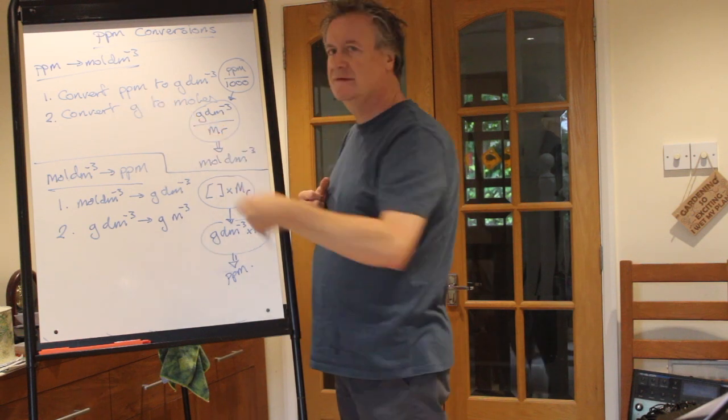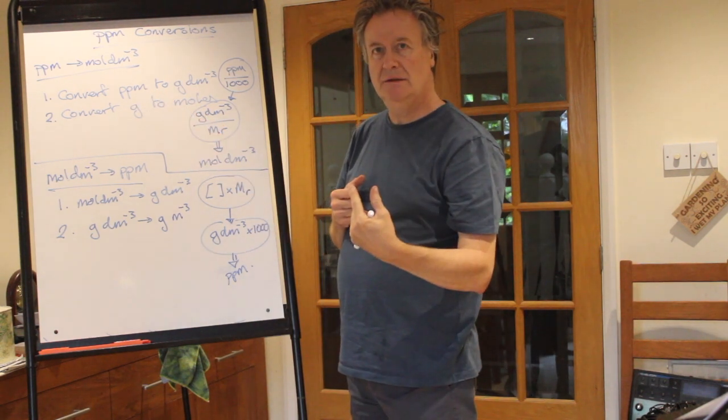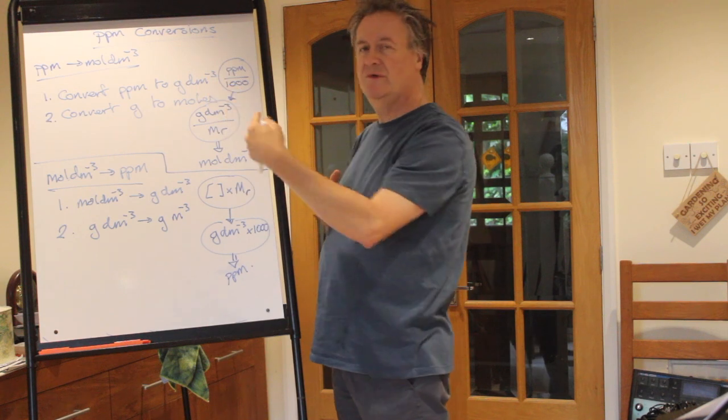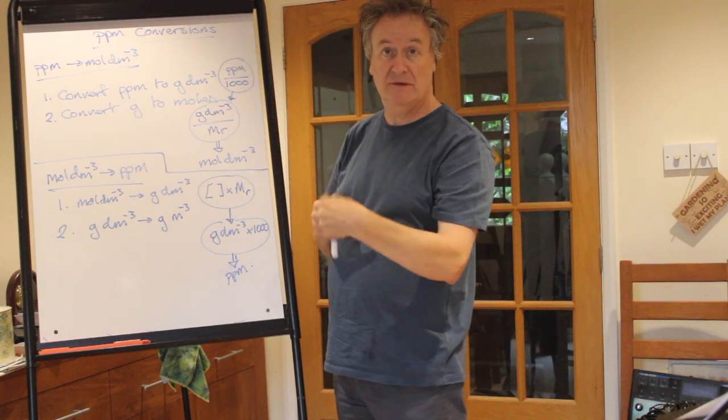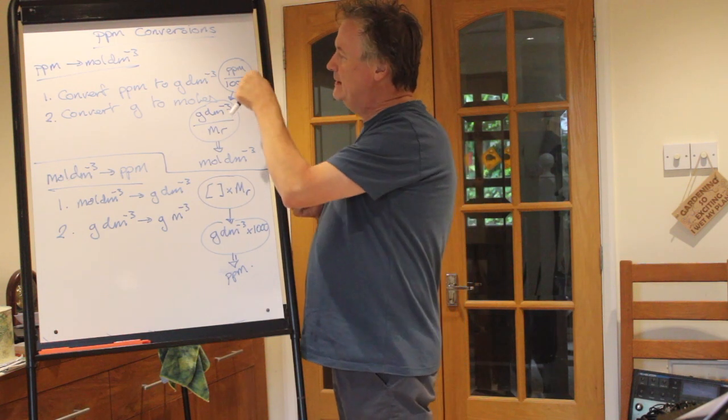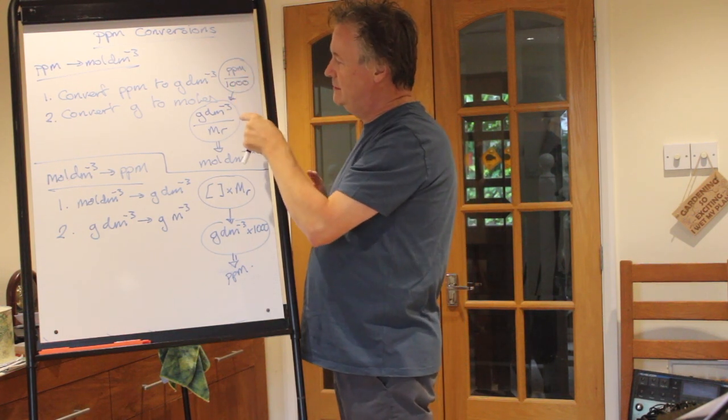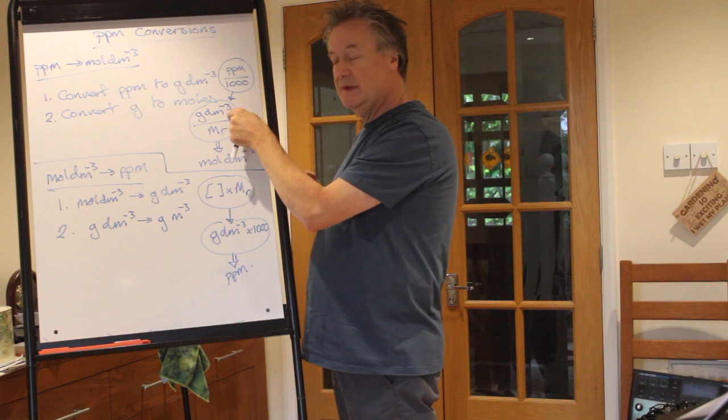So, parts per million is grams in a million. So you want to go for grams in 1,000. So you divide it by 1,000 because a million to 1,000 is divided by 1,000. That's parts per million divided by 1,000. That's then grams per cubic decimetre.